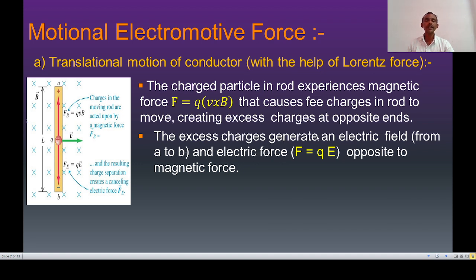Excess charges generate an electric field and an electric force, that is F equals Q into E, opposite to the magnetic force. That is, the magnetic force and the electric force are opposite to each other.